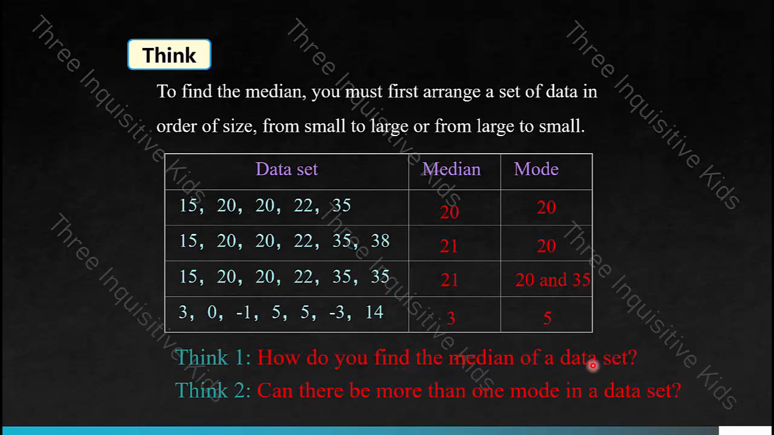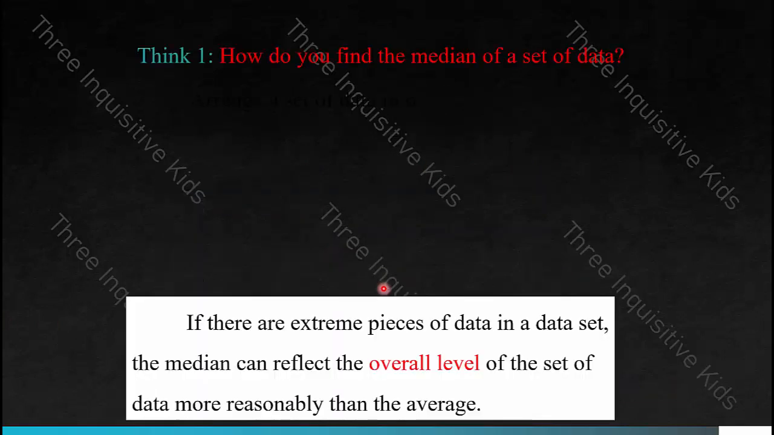And how did you find the median of a data set? Well, again, you order them from least to greatest, and then you find that middle number or halfway between the two middle numbers. If there are extreme pieces of data in a data set, the median can reflect the overall level of the set of data more reasonably than the average. So, not the average, the mean. If you have extreme pieces of data in a data set, then use the median because that would give you more accuracy.